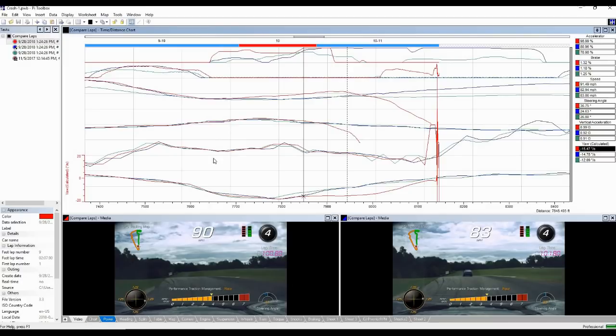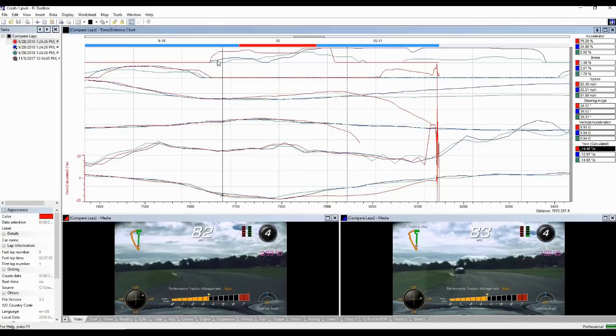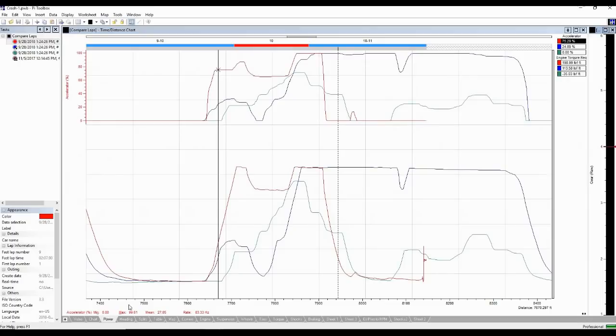Let's look at a couple other things. Let's go back to when this first started again. So we're all the way back here, and I'm going to click on this chart that I've labeled power. I just want to highlight something kind of interesting. This is the accelerator trace, and then the second trace is something called engine torque request.